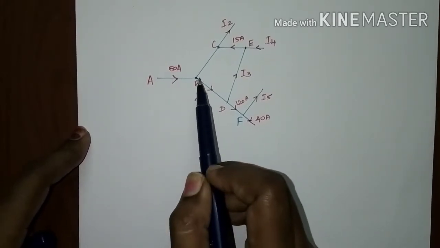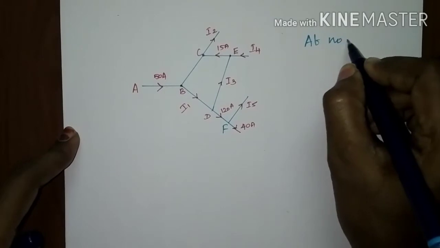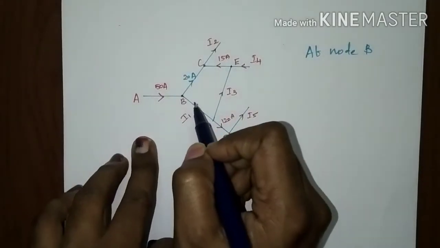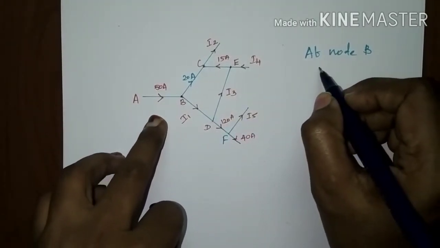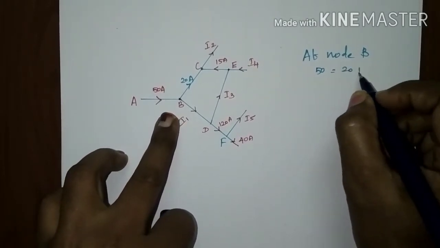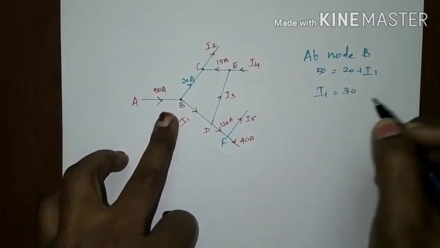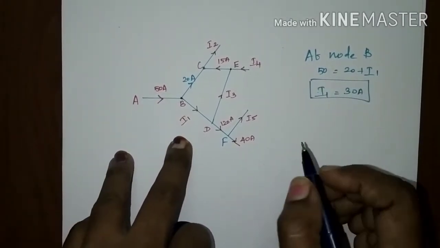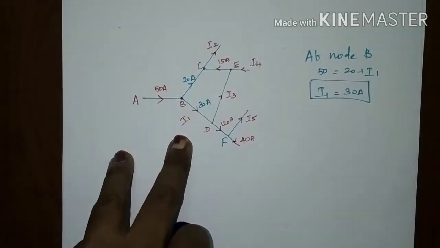First, apply KCL at node B. At node B, the sum of the incoming currents is equal to the sum of the outgoing currents. The incoming current is 50 ampere, and the outgoing currents are 20 and I1. So 50 equals 20 plus I1, and the value of I1 is 30 ampere. So the current I1 flowing here is 30 ampere.